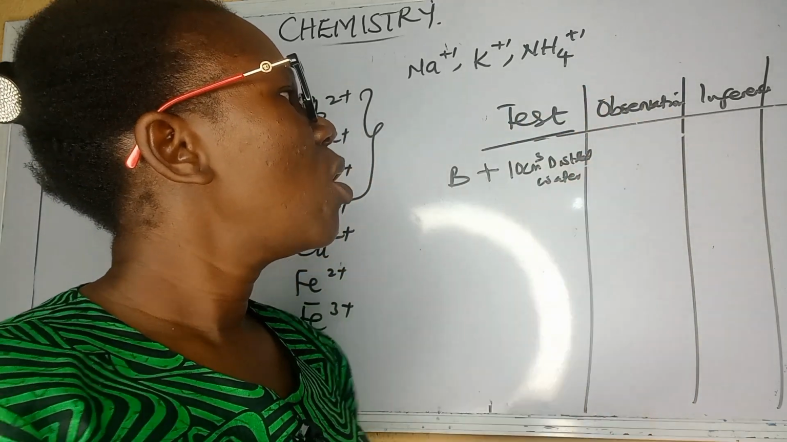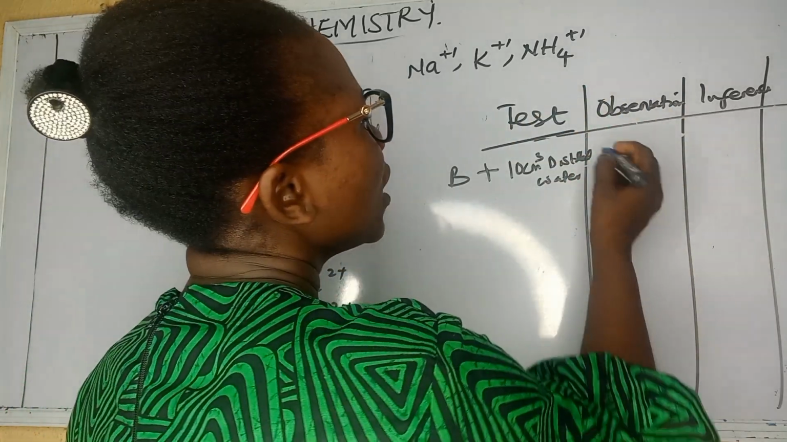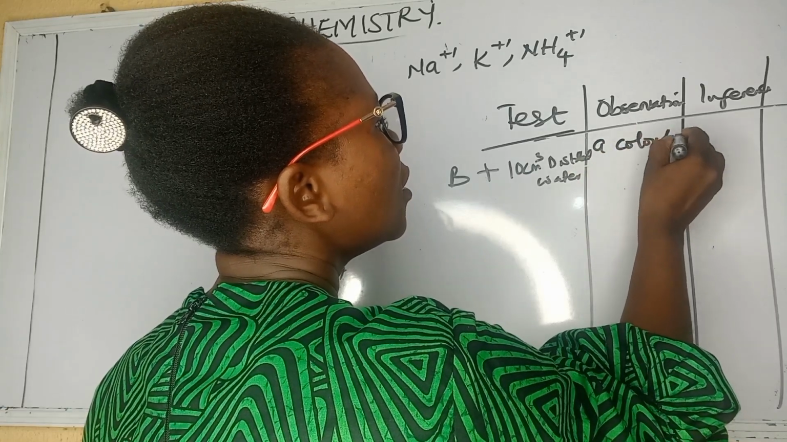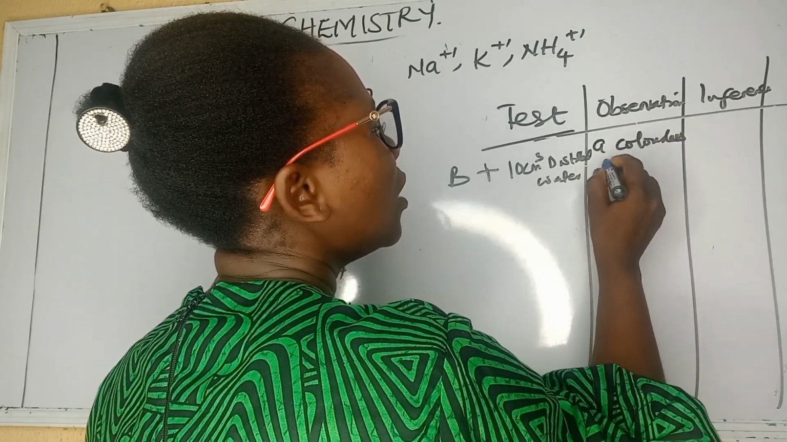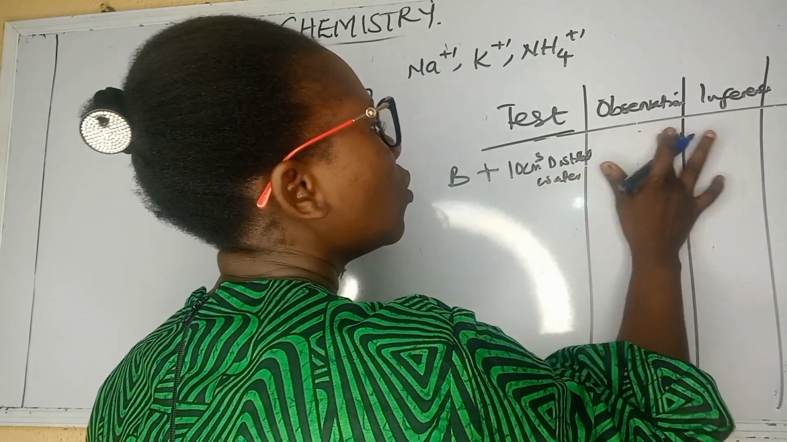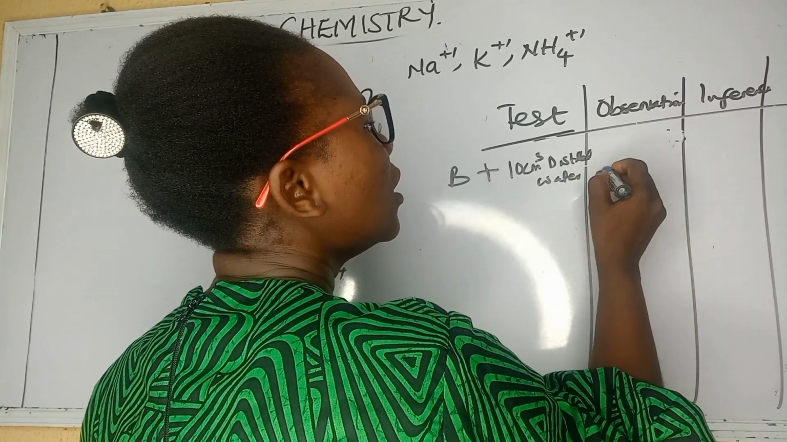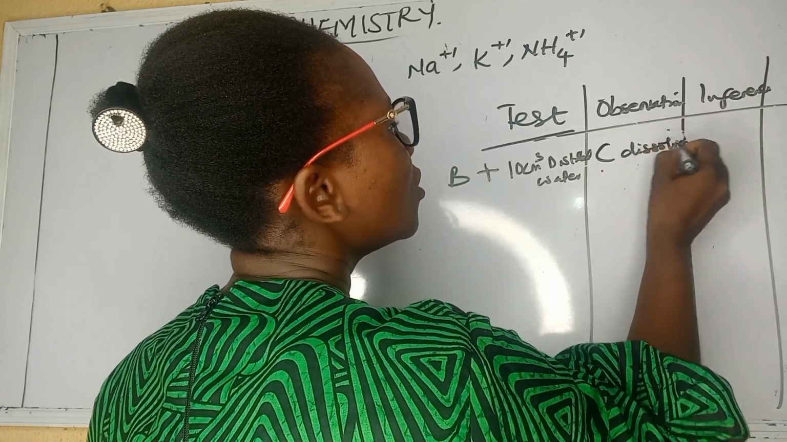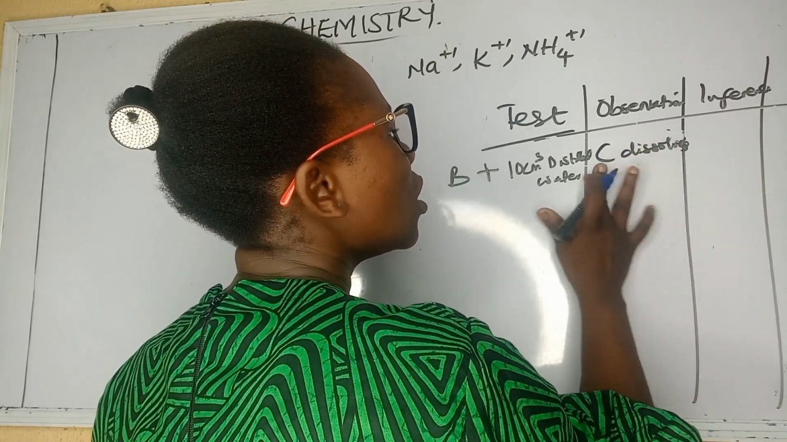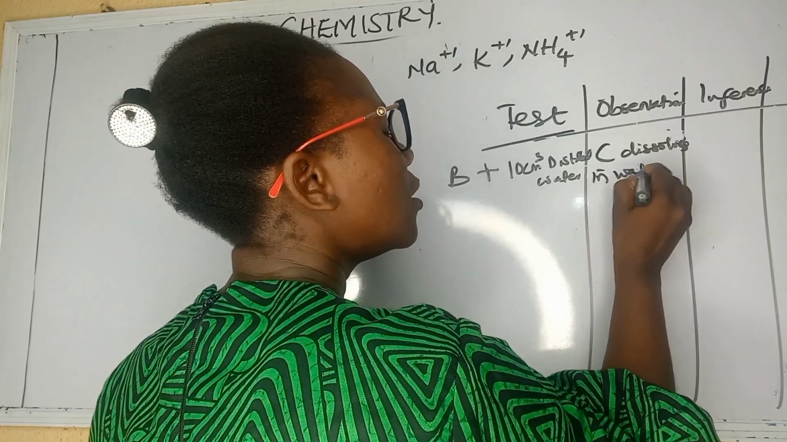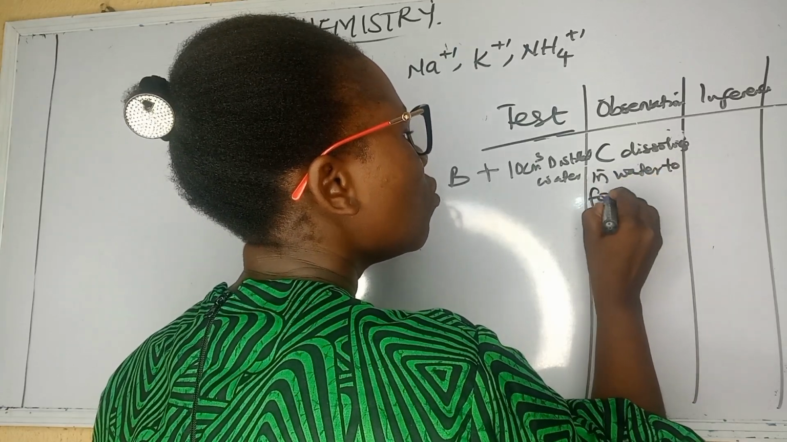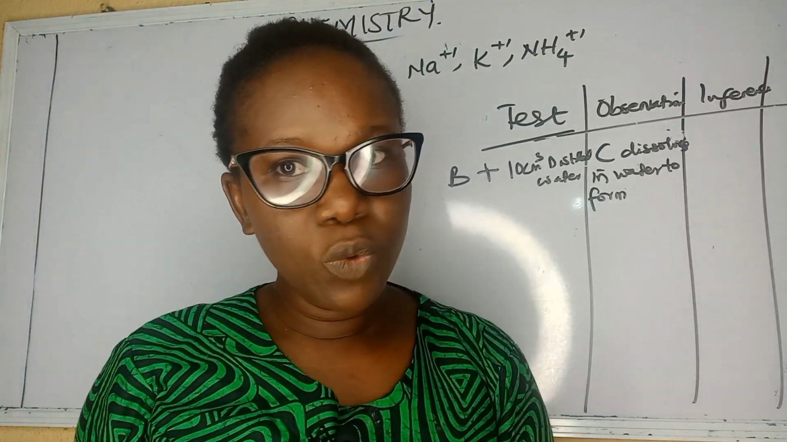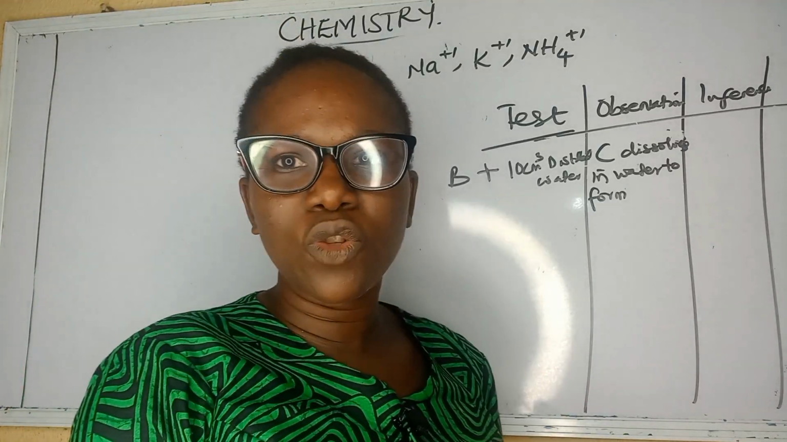Okay, you saw a colorless solution, or you see something like the two dissolve. C dissolves in distilled water to form... Now, we don't know what will be formed here, but immediately you dissolve the two like this.